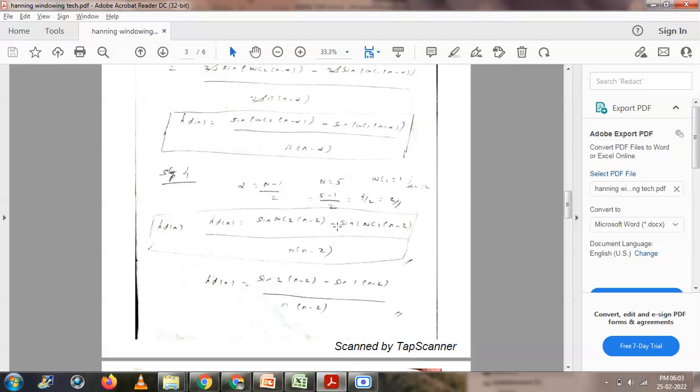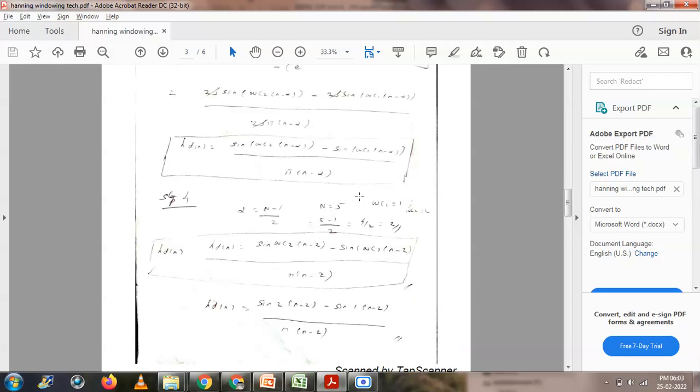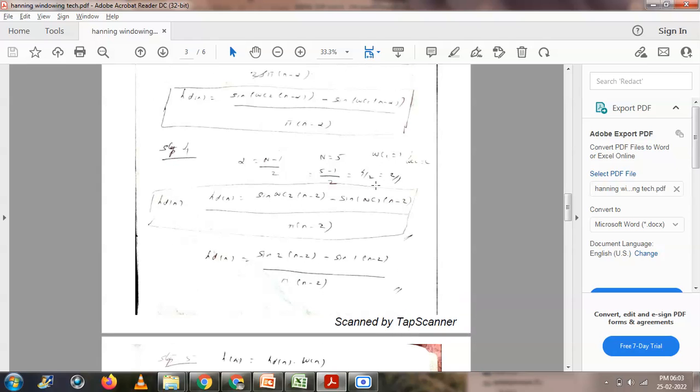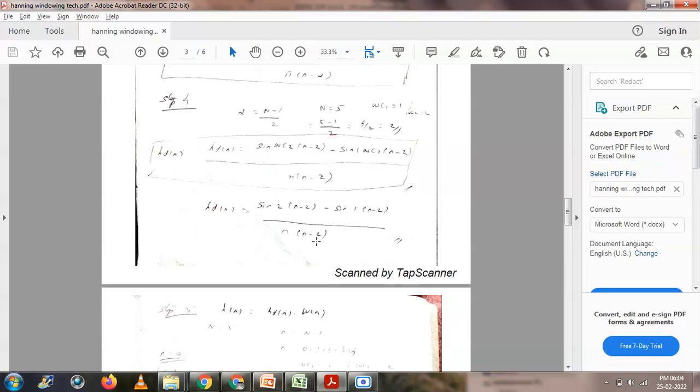So we know that the n value is 5. In the problem, first they showed that the n value is 5, and omega c1 is 1. So we got the values, alpha is 2. So the equation they showed, ht of n is equal to sine omega c2 n minus 2 minus sine omega c1 n minus 2. So this we already have in that equation. So ht of n is equal to sine n minus 2.